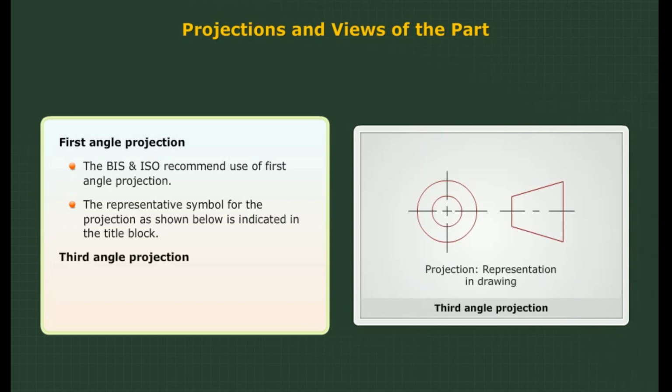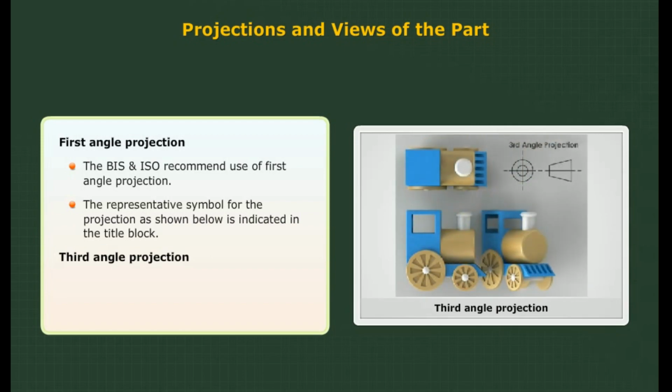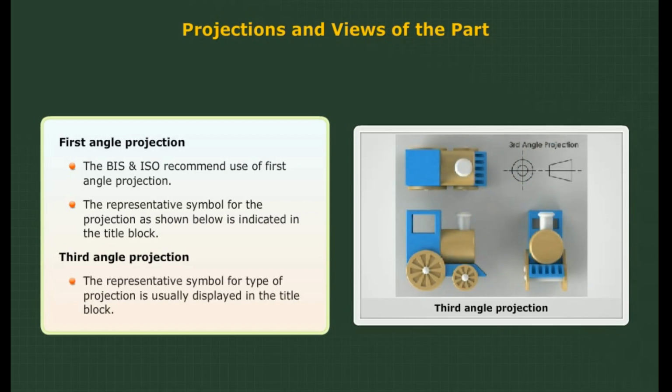Third angle projection. In countries following the FPS units, third angle projection is common. The representative symbol for the type of projection is usually displayed in the title block. The object may be assumed to be situated in the third quadrant and then projected on the planes. This method of projection is known as third angle projection.